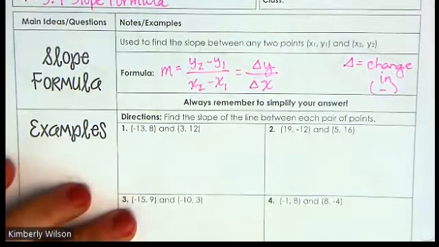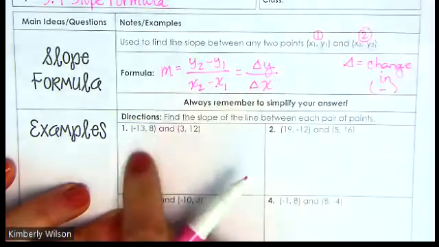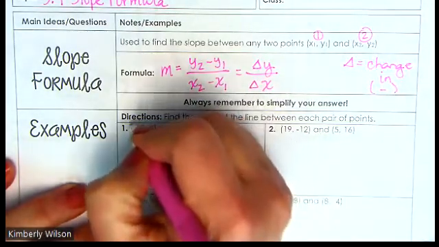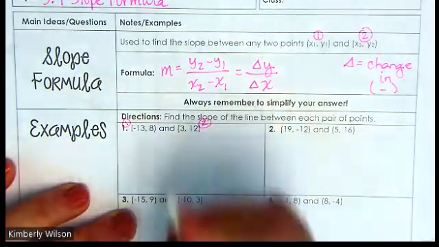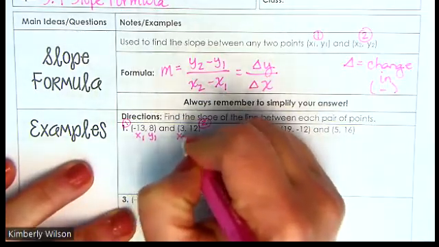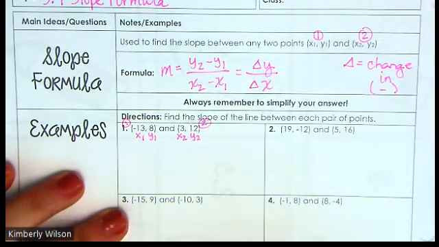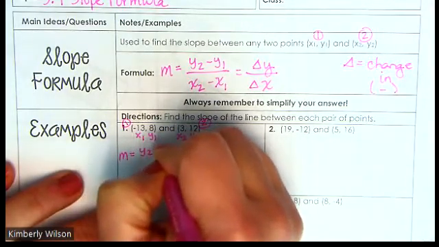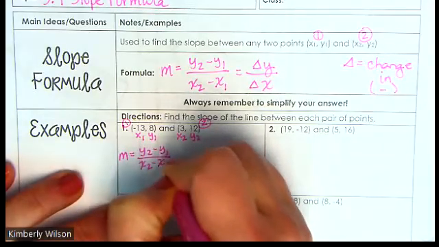So when I'm looking at this, when I choose which one represents my first point and which one represents my second point from a problem, I read from left to right. So this is going to be my first point. This is going to be my second point. So that means this is x sub 1, y sub 1, x sub 2, y sub 2. So now I'm plugging into my formula. M equals, I've got y2 minus y1 over x2 minus x sub 1.